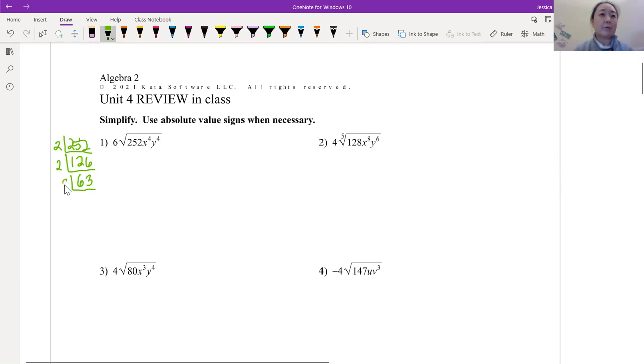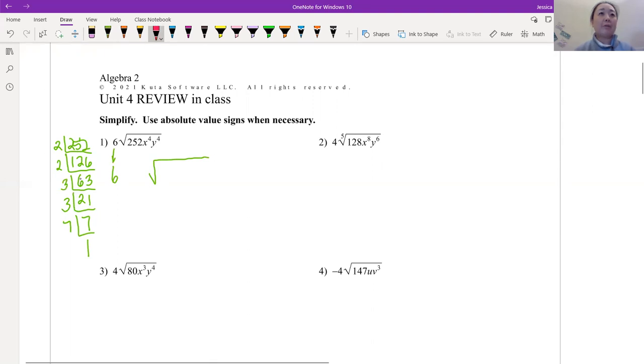So we're going to take out a 3. So 3 goes into 63 21 times. And I know 3 goes into that. 3 goes into 21 7 times. Just going to keep on going until we get to 1. All right, so now that we have the prime factorization, let me just set this up. So I like to set it up here: here's my radical, and I have my 6 already out here.